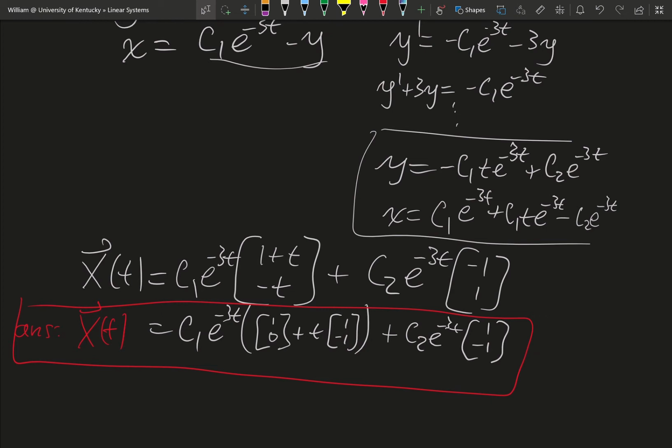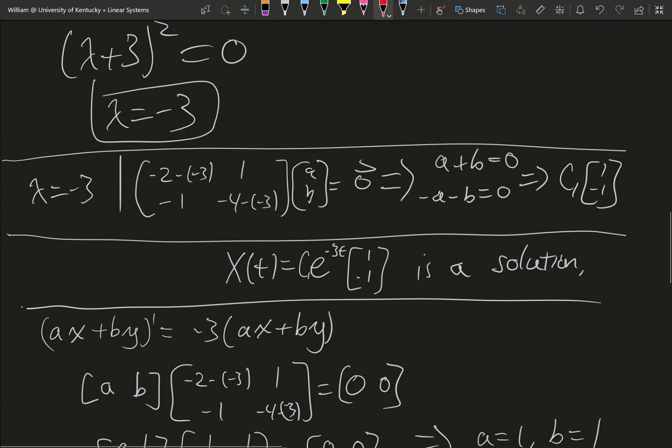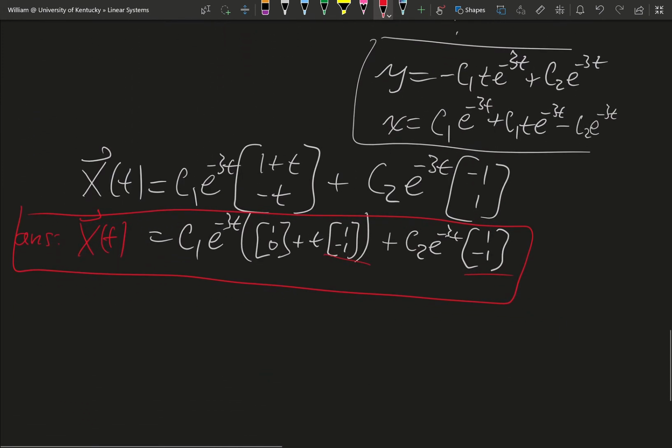So there's a couple things that I think we should take note of here. So we'll note that this, 1, -1, that was our original eigenvector. It's still not clear where this thing comes from.